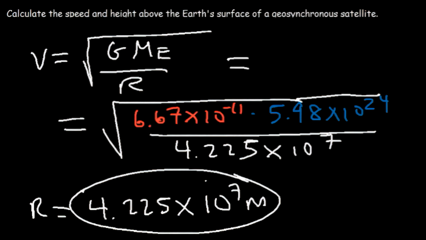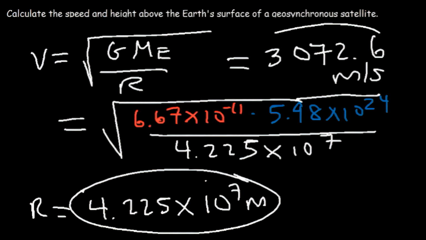So you should get a speed of about 3,072.6 meters per second. So that's the speed of a geosynchronous satellite in orbit.